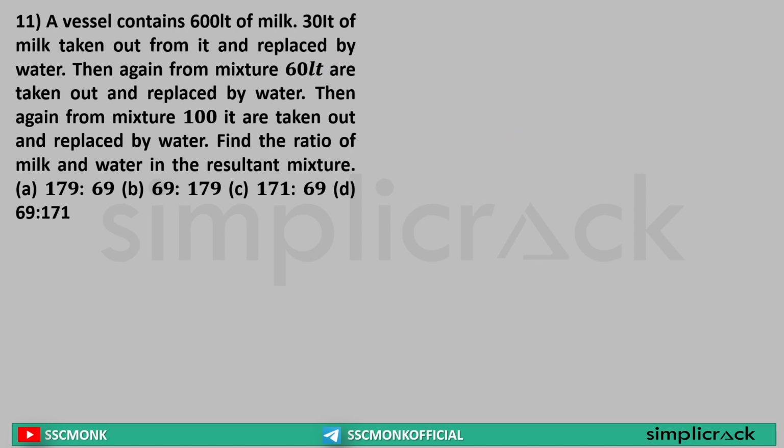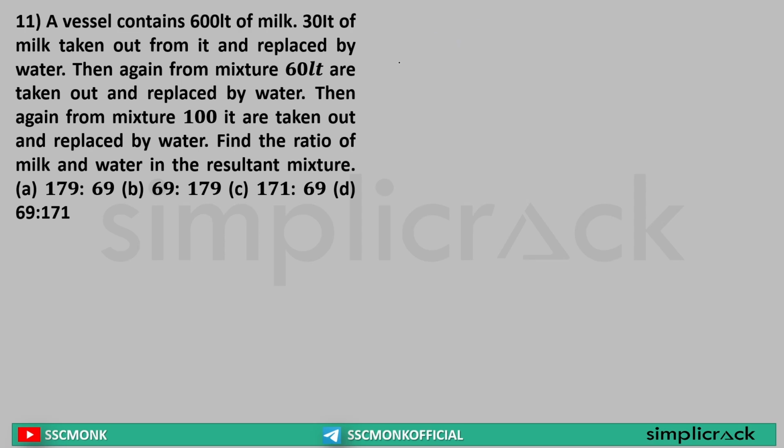A vessel contains 600 liter of milk. 30 liter of milk is taken out from it and replaced by water. Then again, from the mixture, 60 liter of milk is taken out and replaced by water. Then again, from the mixture, 100 liter was taken out and replaced by water. Find the ratio of milk and water in the resultant. Clear? Yes or no? Yes.